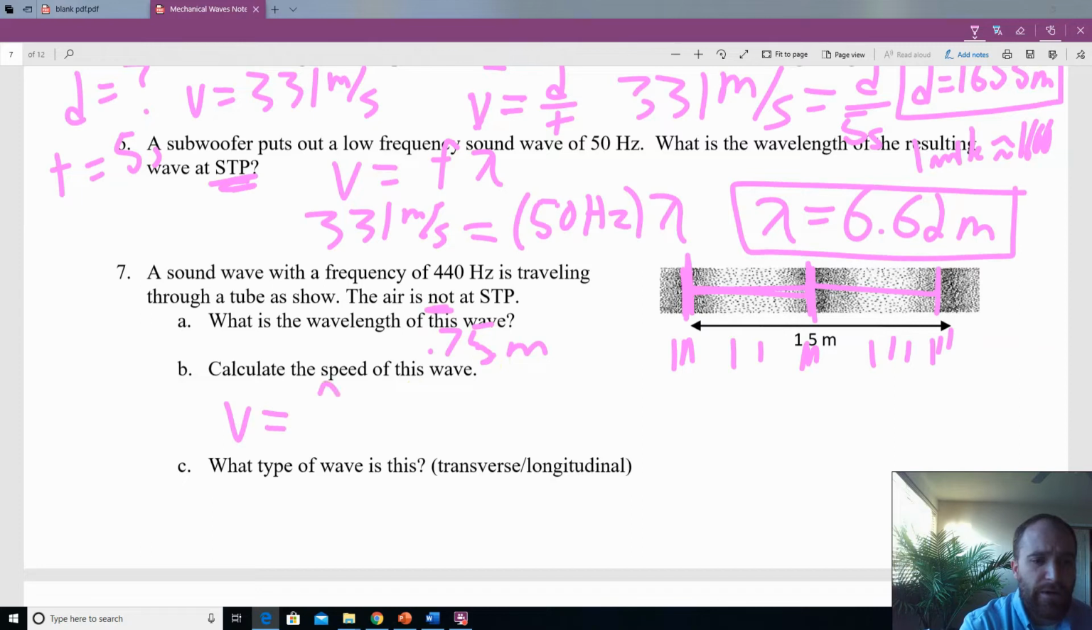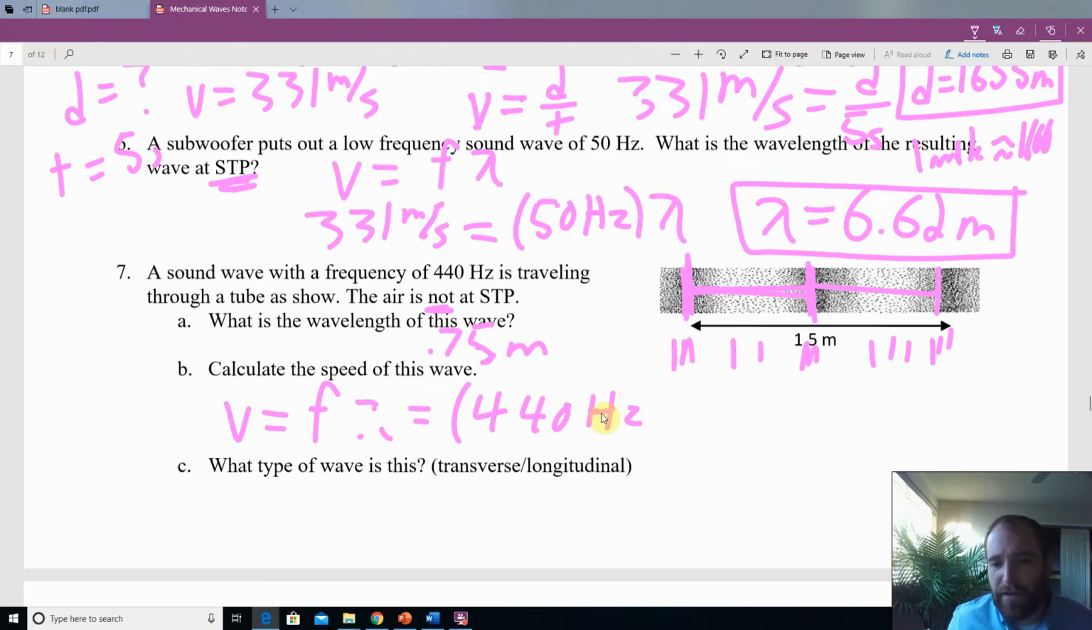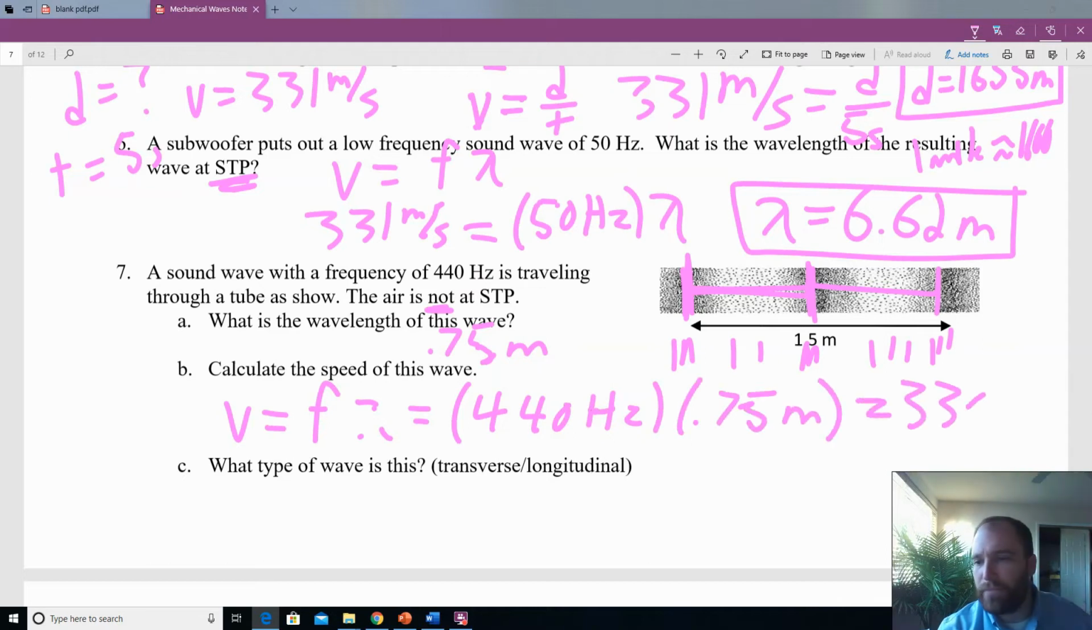We know the equation for the speed of a wave. I gave you the frequency is 440 hertz. We know that the wavelength is 0.75 meters. Multiply that in your calculator, you should get 330. So again, close to that STP value, but maybe a little off. Maybe it's a little hot that day, or there's a low pressure system moving in.